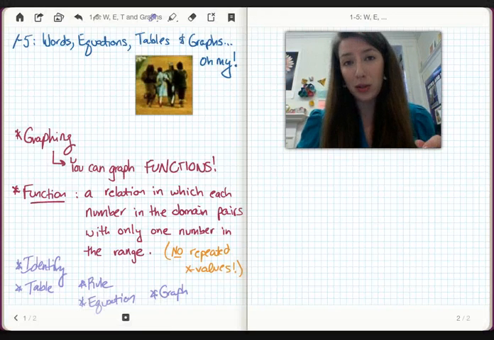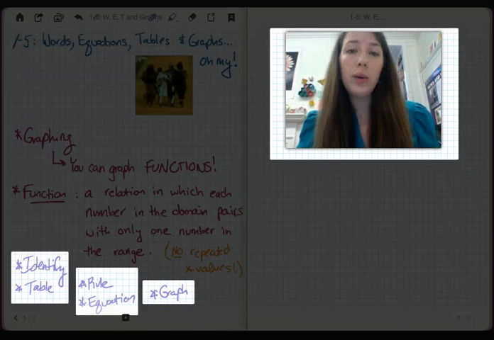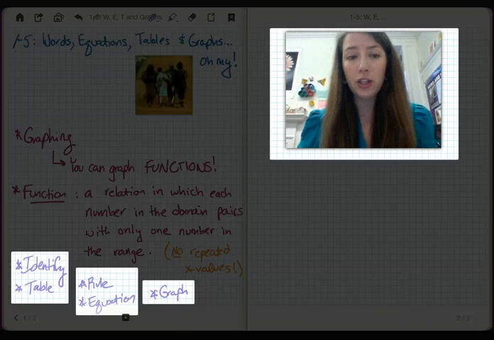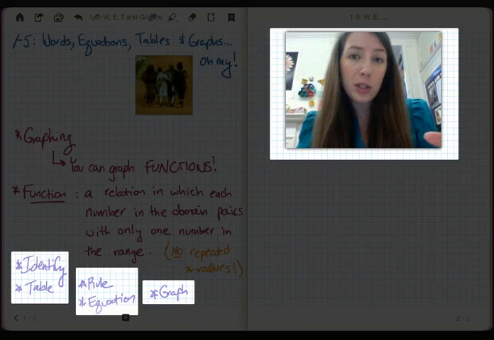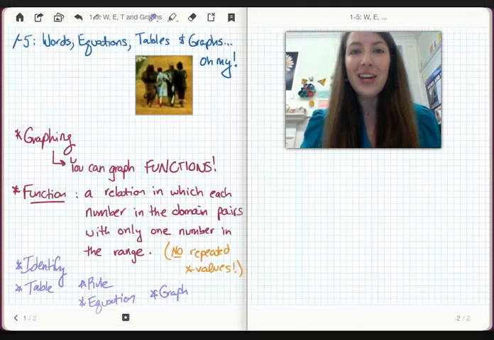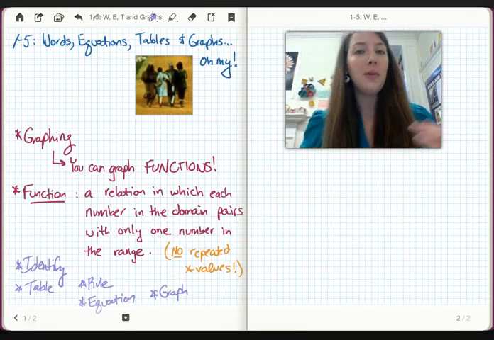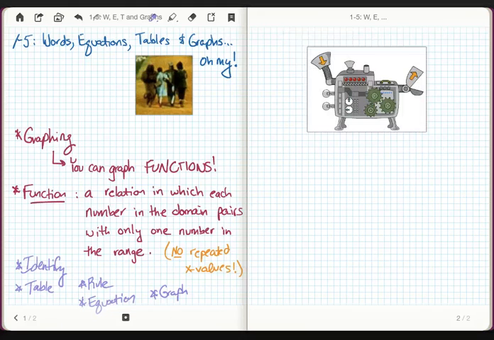So what we are going to do today with functions is identify them. We are going to create tables of functions, discover rules that exist between them, turn those rules into equations, and then graph the equations. We're going to tie it all together. So pause if you need to write anything down, but otherwise let's go ahead and get started.